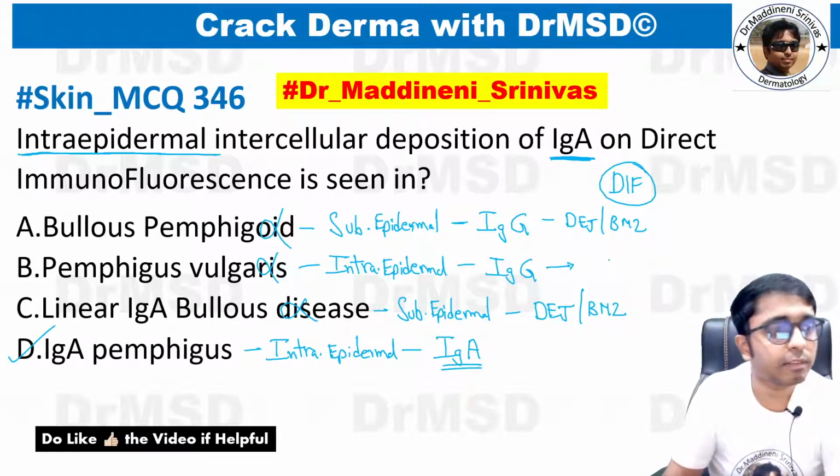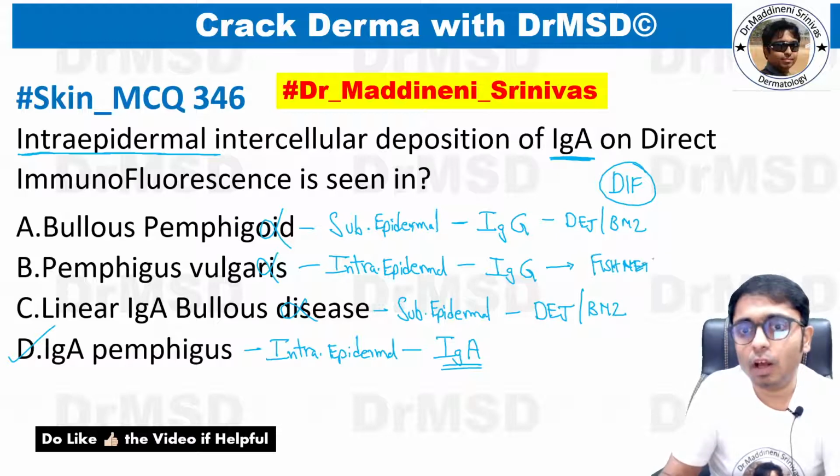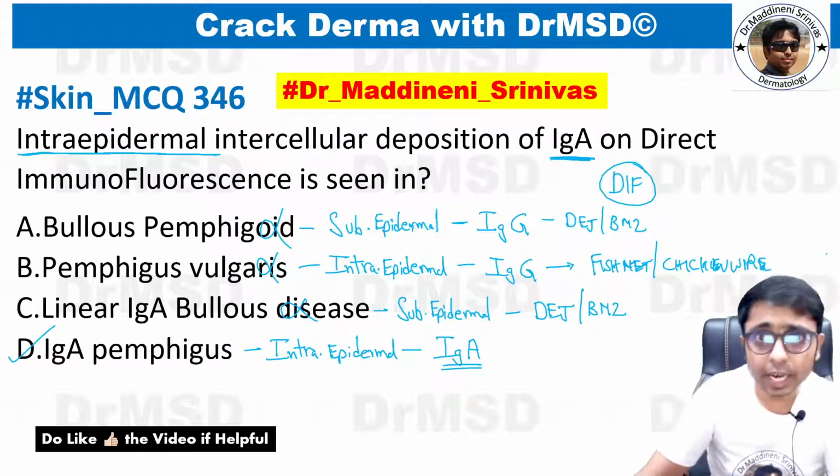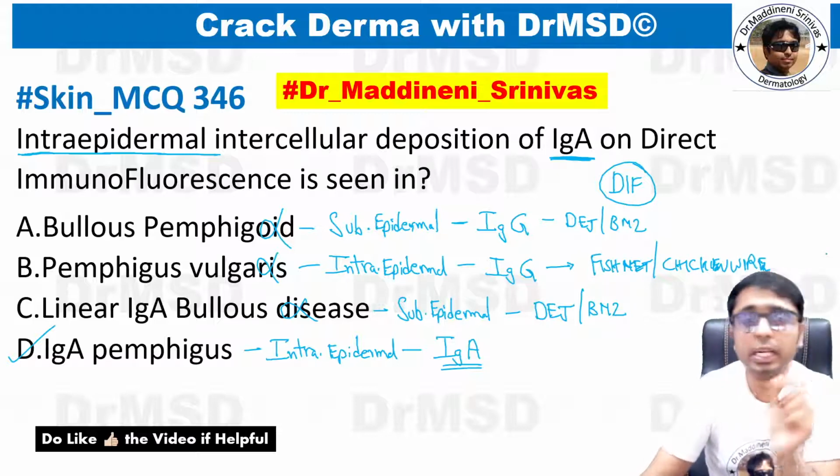And you must remember that in pemphigus vulgaris, this intercellular deposition of IgG is going to give a very characteristic finding which is called fishnet, or it is also called chicken wire pattern or fishnet pattern of direct immunofluorescence, which is what is seen in pemphigus vulgaris.